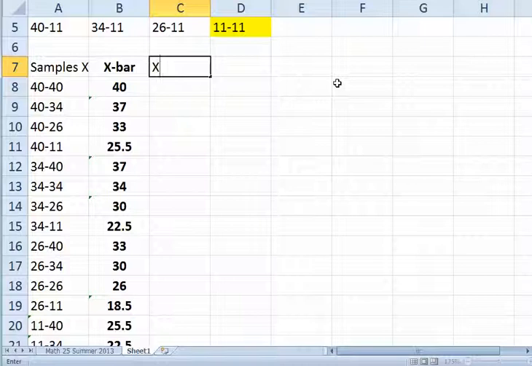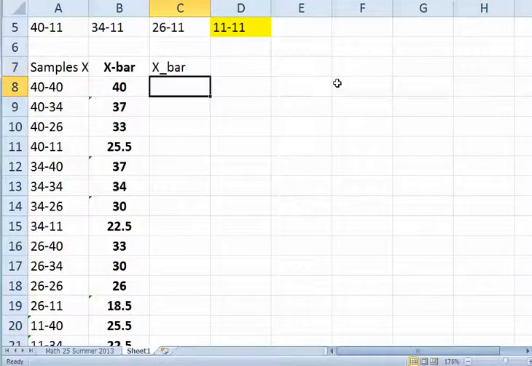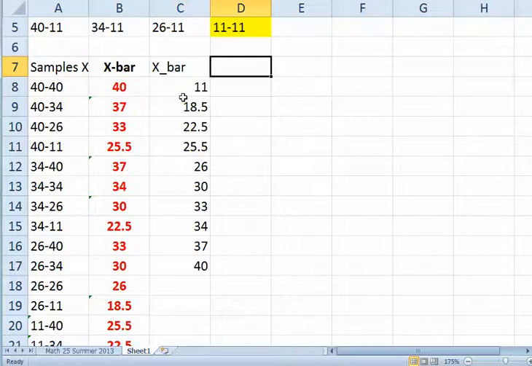X bar. So for each sample pair, I'm going to list the means in ascending order, so smallest to largest, and only write 1 for each one. So I'm not going to duplicate it if there's 2 37s. I'm just going to write 37, and then I can write down the probability of those sample means showing up. So let's see here. Pause for a second to do that. Okay, there I have it.